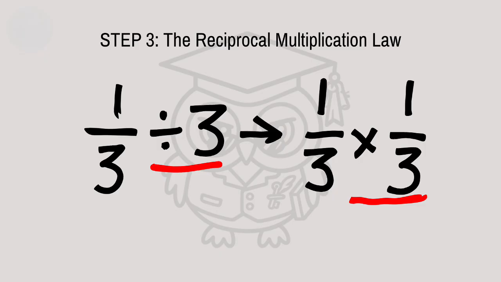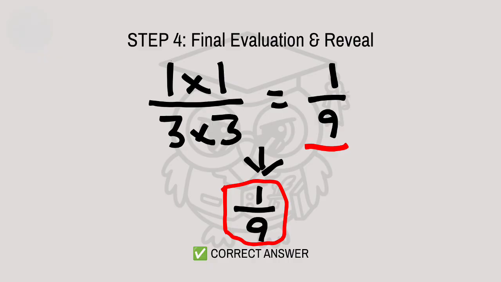Dividing by 3 is mathematically equivalent to multiplying by its reciprocal, which is 1/3. This transforms the expression into 1/3 × 1/3. And now we can multiply the numerators across. 1 times 1 is 1. And now we can multiply the denominators across. 3 times 3 is 9. This gives us the final solution of 1/9.